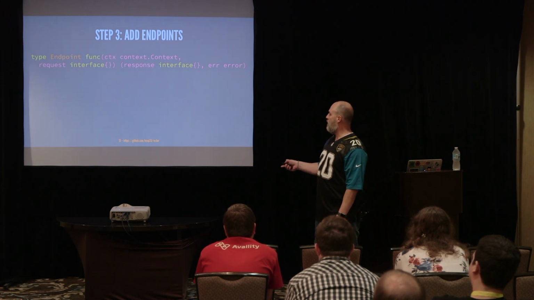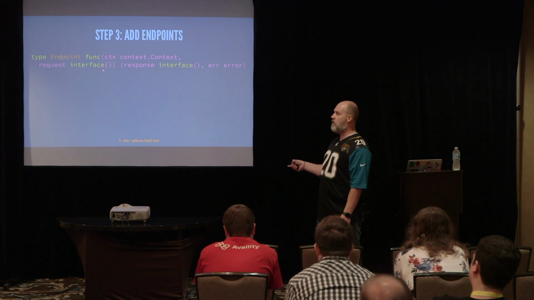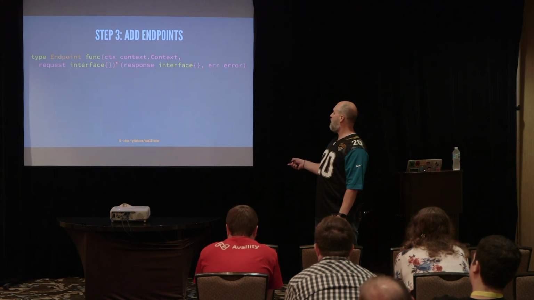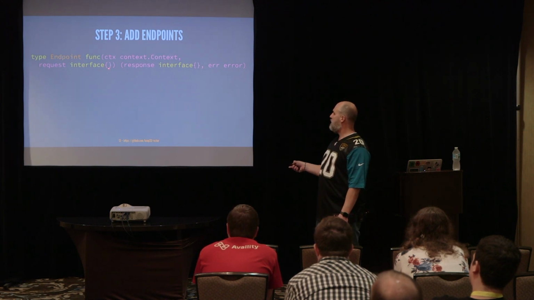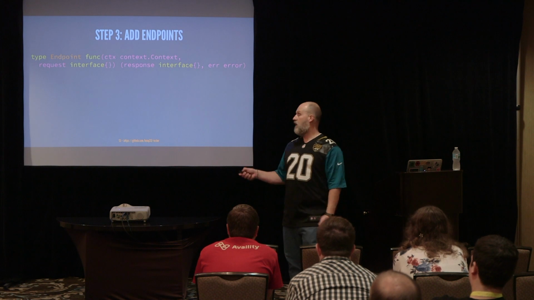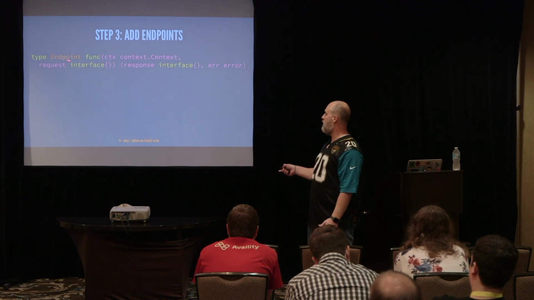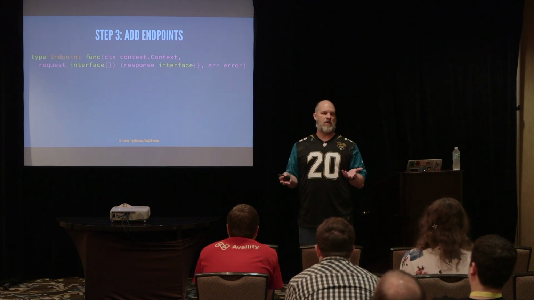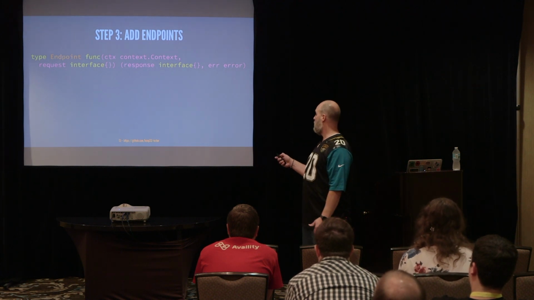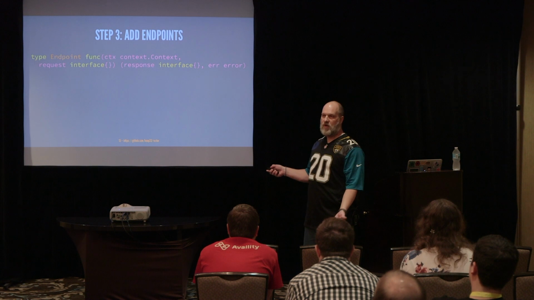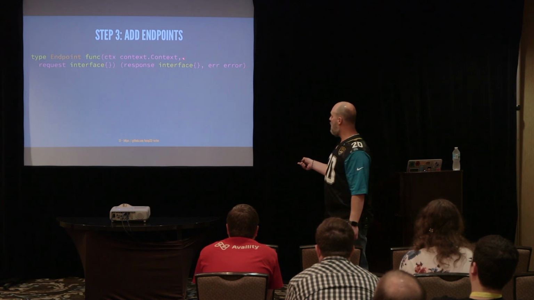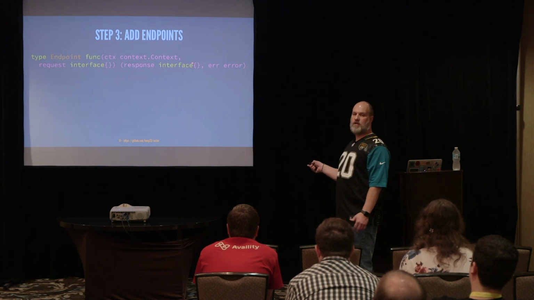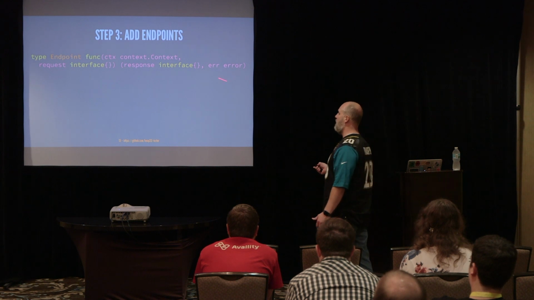It is a function literal or a lambda that takes the context, takes a request. Now this is called an empty interface. We saw what an interface is. An empty interface is an interface with no functions on it, which means every struct adheres to an empty interface, right? And then it returns a response that also is an empty interface and an error.